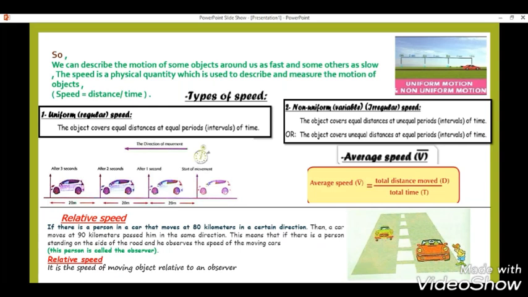Okay, we have relative speed. What is the relative speed? If we have cars moving on the ground and we have a person standing on the side of the road, this person is an observer. He can see and calculate the speed of the car. So relative speed is the speed of a moving object relative to an observer. One more time, relative speed is relative to an observer.